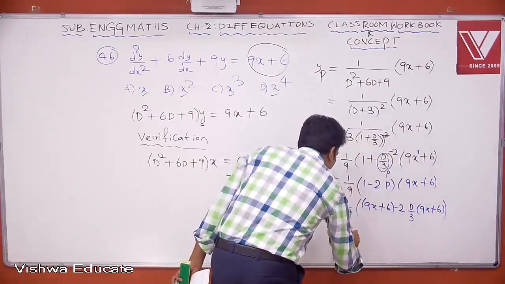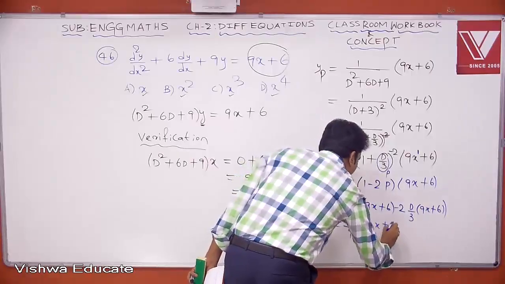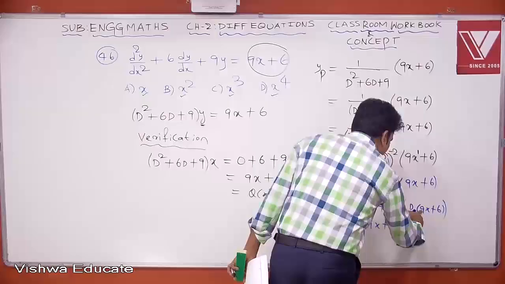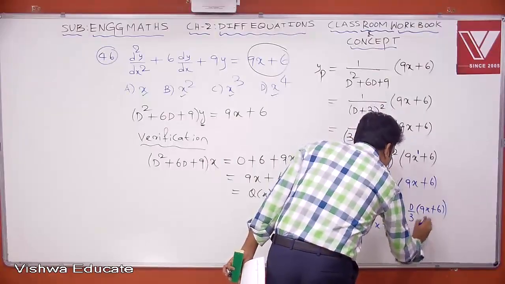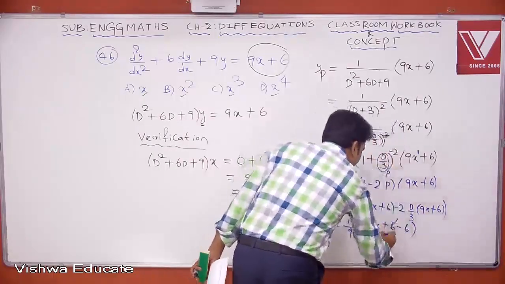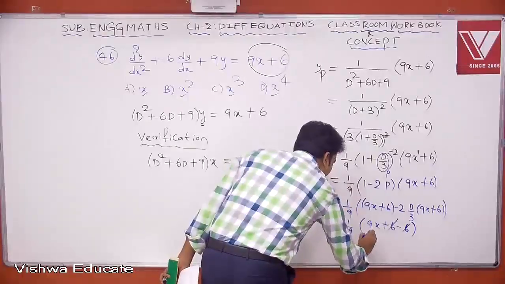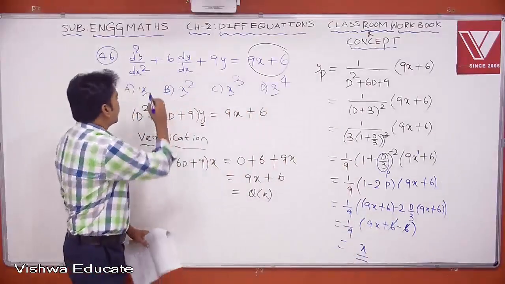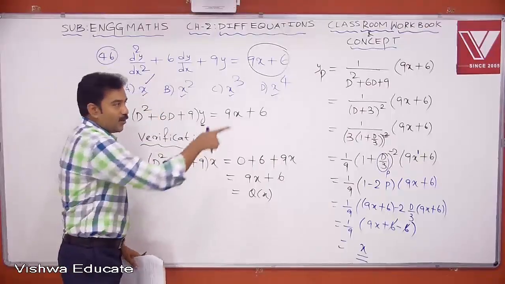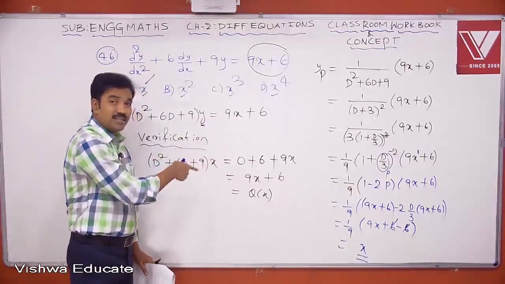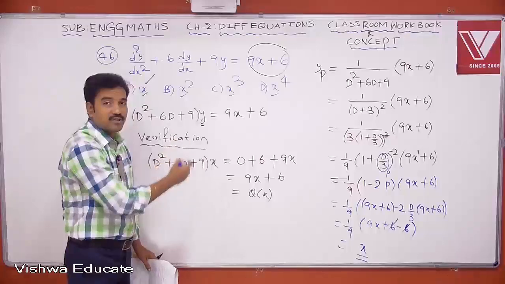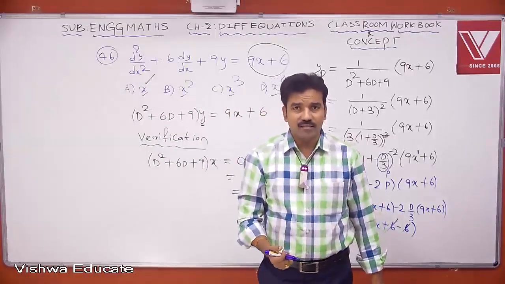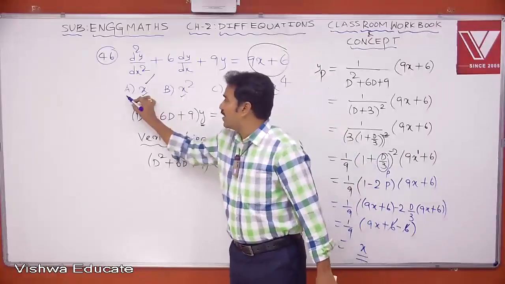So therefore this is 1 by 9 into 9x plus 6 minus 2 into 9, this is 18 by 3 is 6, derivative of x is 1. Therefore 6 will be cancelled. So this is 1 by 9 into 9x, this is x. Therefore the particular integral of this equation is option A. So it takes some time, but this is easy to verify. So when options are given to find particular integrals, better to go for verification, right? So therefore in this case option A is the right option.